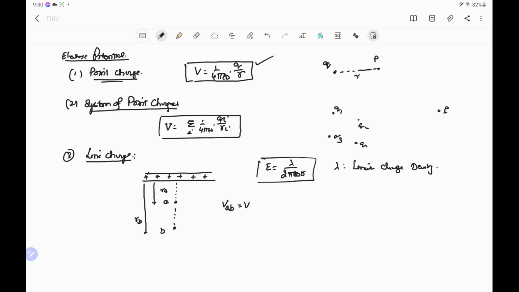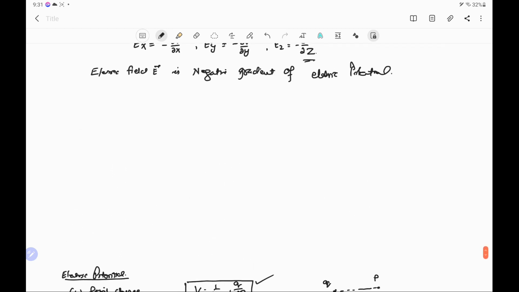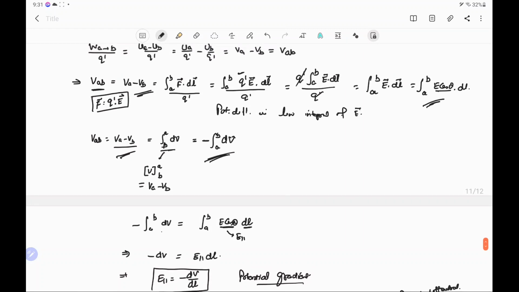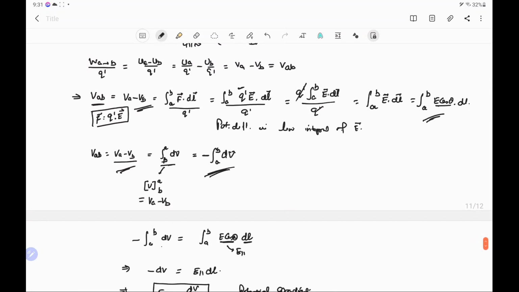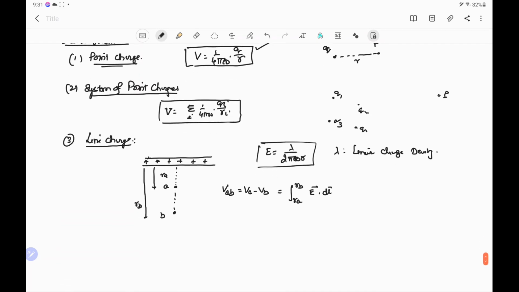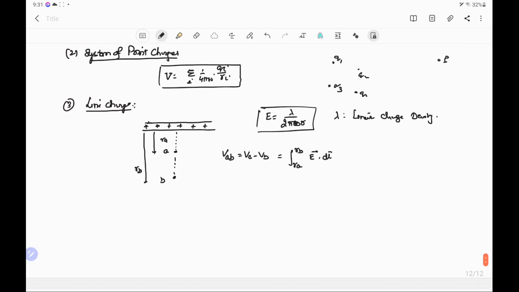This is VAB, that is equal to VA minus VB. It is equal to the integral with limits Ra to Rb of E dot dl. We have already shown that potential difference is E dot dl. We can write it as integral A to B of E dot dl. So we are using the same relation, E dot dl.